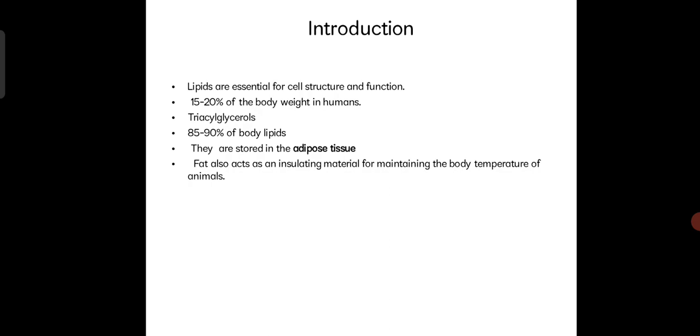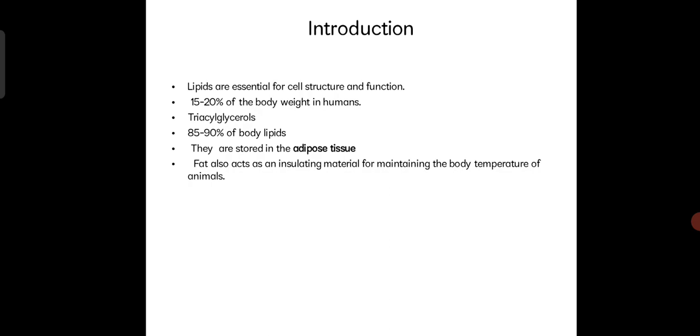So among our human weight, 15 to 20% is lipids. Triacylglycerols are very important lipids and they constitute 85 to 90%. And these body lipids are stored in adipose tissue. These lipids differ from other body components like amino acids. They are very different and unique in action.